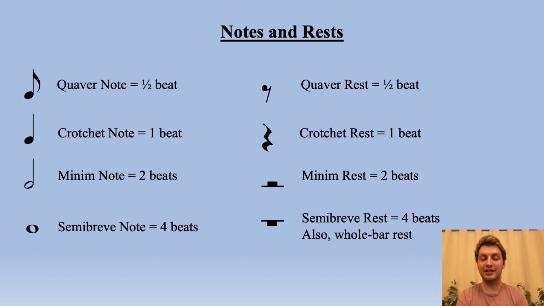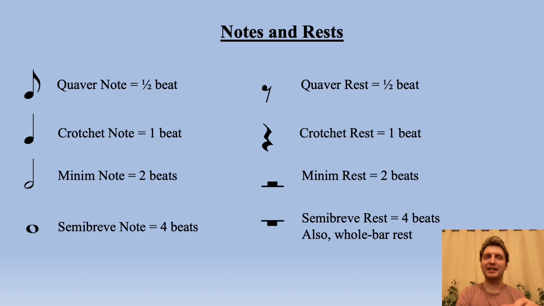A crotchet is simply worth 1 beat, and it's all coloured in and has the stem. A minim is similar to a crotchet, only the note head itself is not coloured in. And it's worth double a crotchet, 2 beats. And then we have a semibreve note, which has no stem, and it's worth 4 beats.